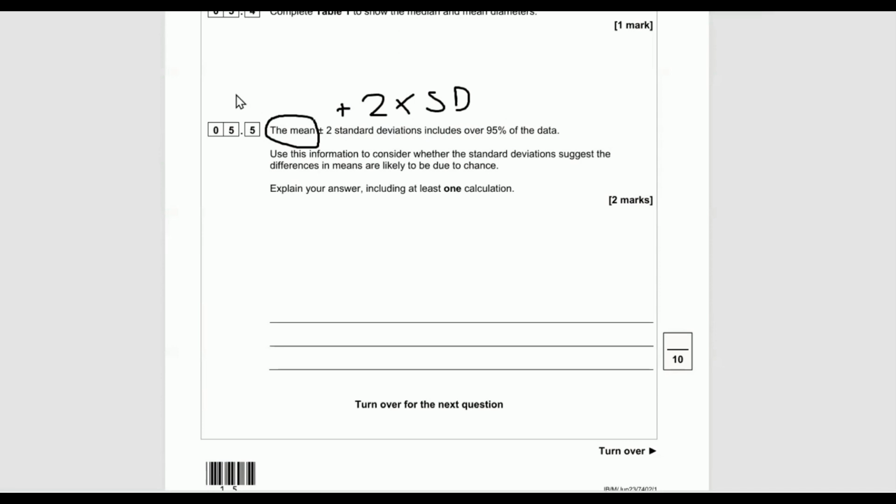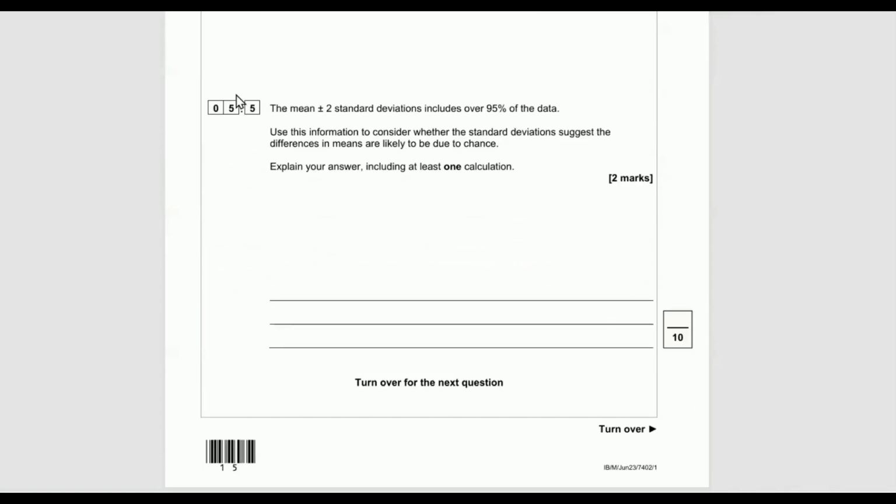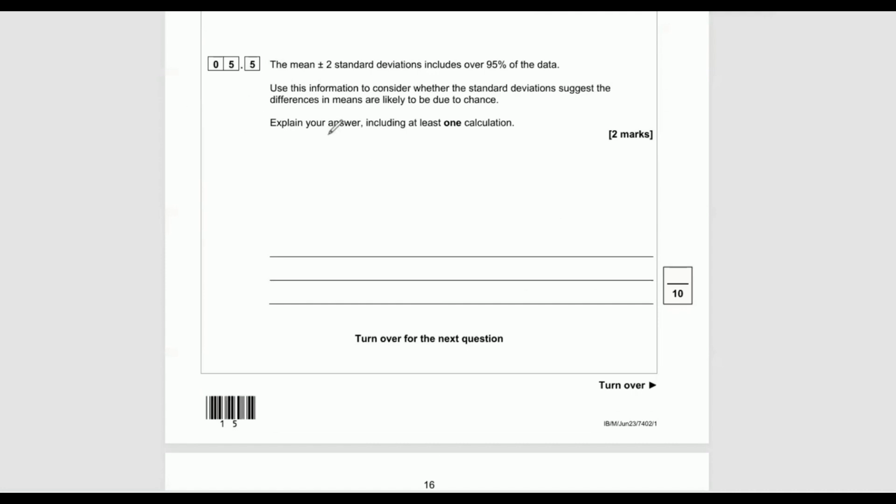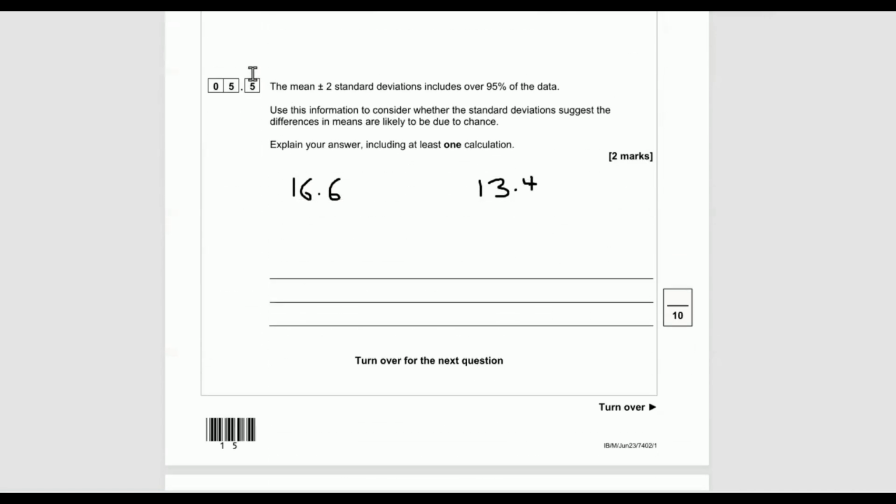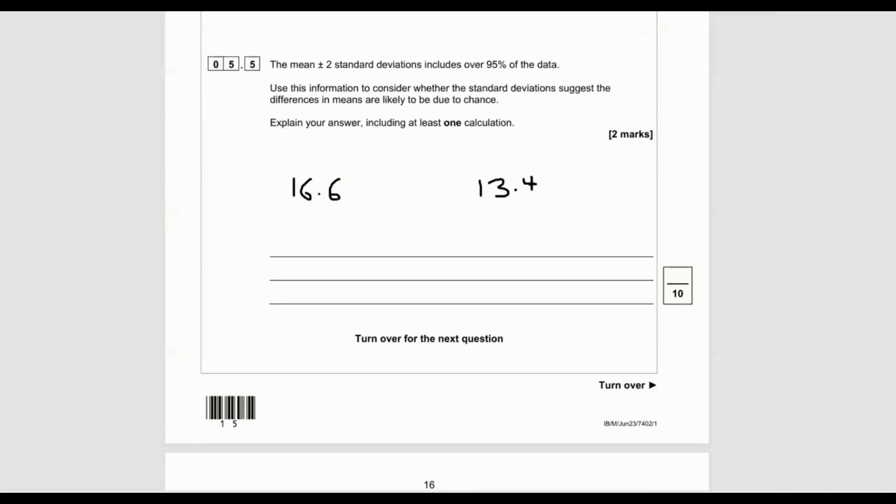Use the information to consider whether the standard deviations suggest the differences in the mean are likely to be due to chance. Explain your answer, including at least one calculation. Let's look at the two means. So 16.6, we need to look up and see what the standard deviation for 16.6 is. It's 2.4. And for 13.4, the positive control, it was 2.2. So it was 2.4 for 16.6, and I believe it was 2.2 for the 13.4.